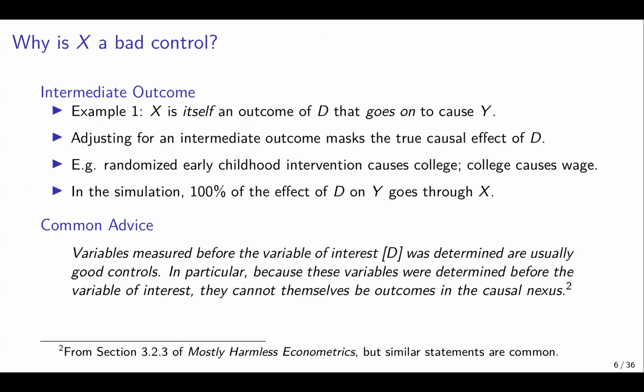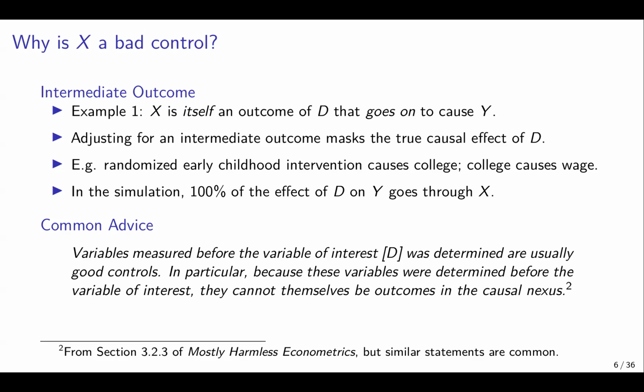Well, x is a prototypical bad control. It is what is called an intermediate outcome. In other words, x is itself an outcome of the treatment d, and it's an outcome that goes on to cause y. So adjusting for an intermediate outcome has the effect of masking the causal impact of the treatment on that outcome. I'm going to give you an example. So suppose that a randomized early childhood intervention causes people to be more likely to attend college, and that attending college makes you more likely to earn a high wage.